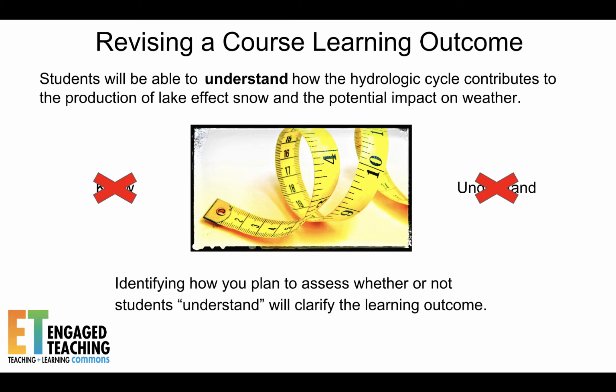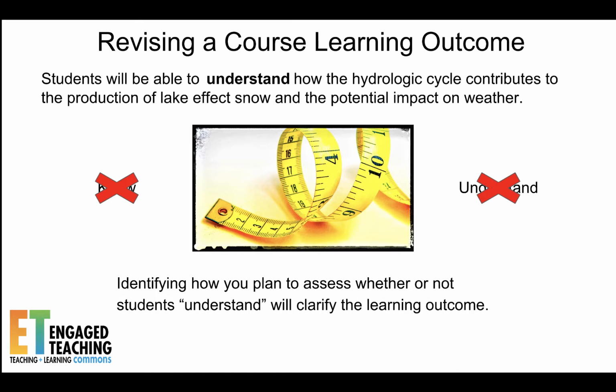Students will be able to understand how the hydrologic cycle contributes to the production of lake effect snow and the potential impact on weather. In this example, identifying how you plan to assess whether or not students understand will help you clarify your learning outcomes. Do you want students to explain how the hydrologic cycle contributes to the production of lake effect snow and the potential impact on weather? Or do you have an expectation of higher order thinking, such as being able to analyze weather-related data to make a prediction about the potential for lake effect snow?